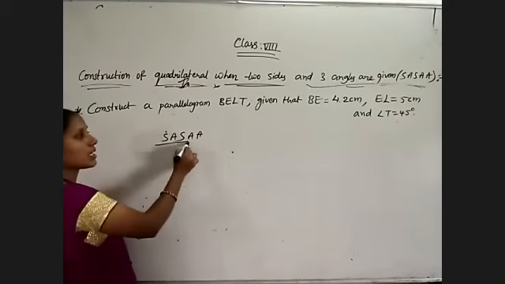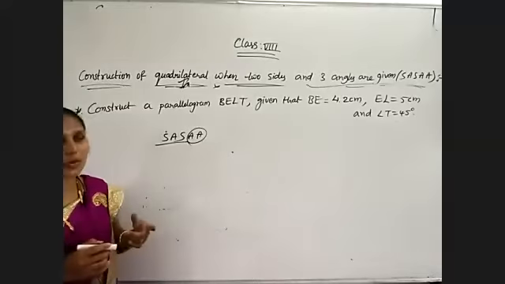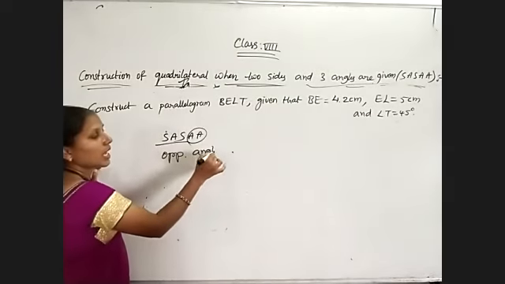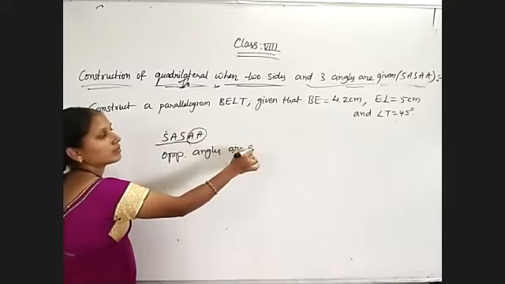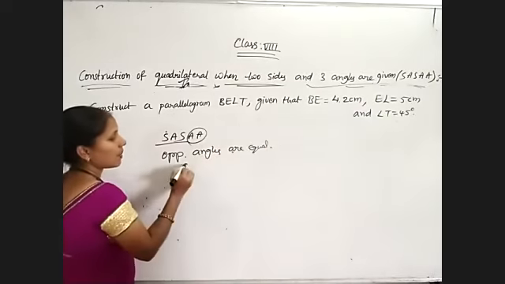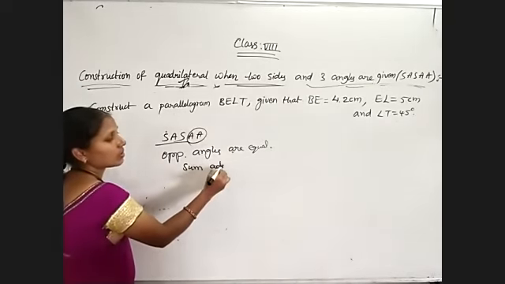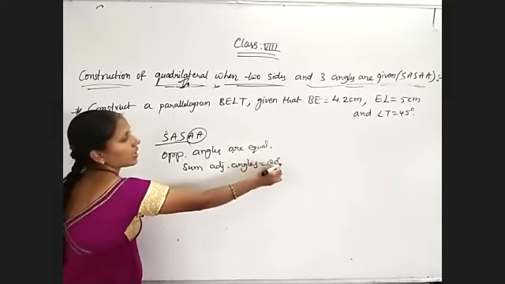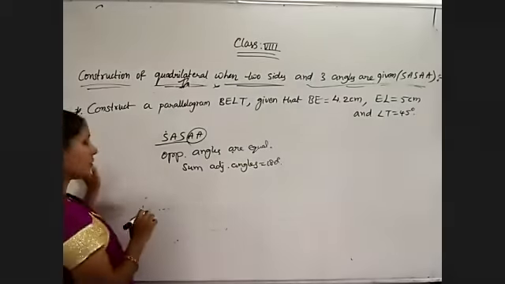For the properties of parallelogram, depending on angles, which properties do we have? Opposite angles of the parallelogram are equal, and the sum of adjacent angles is equal to 180 degrees. So by using this, we can find out the remaining three angles also. We will see.